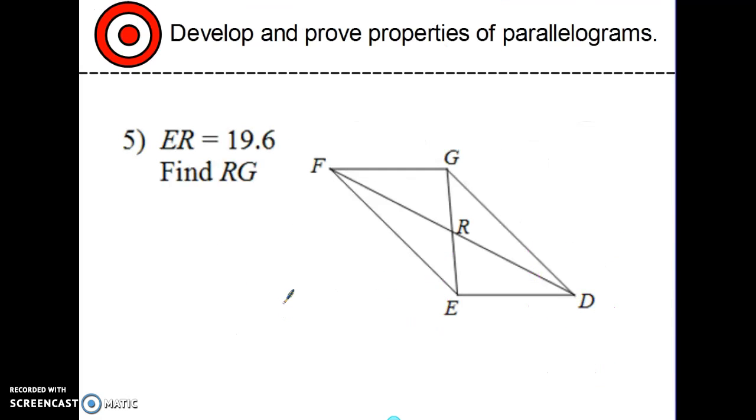Okay, let's try another one. So take a look at question number 5 from your parallelograms practice. If I were to tell you that ER right here is 19.6, what would be the length of RG? Well, notice it's the other half of the diagonal, right? So it should be the same length. Very good. All there is to that one.